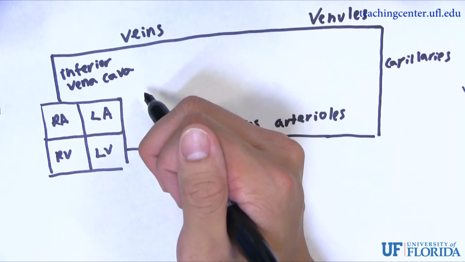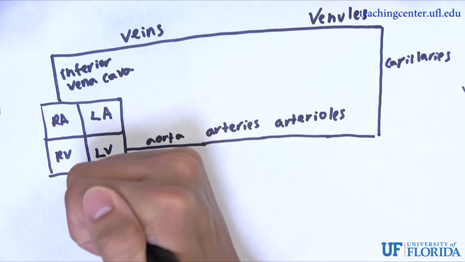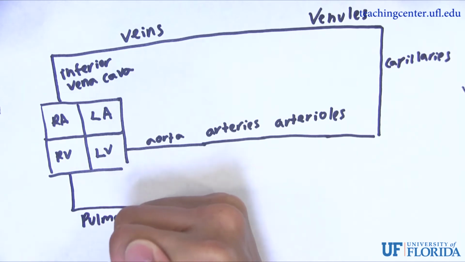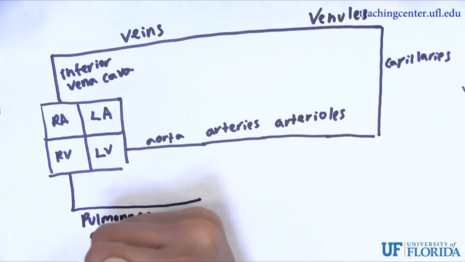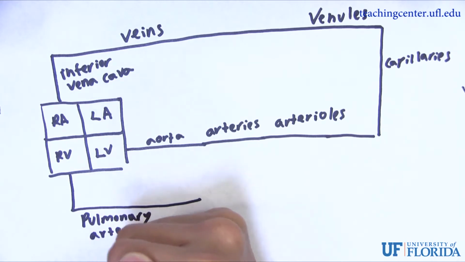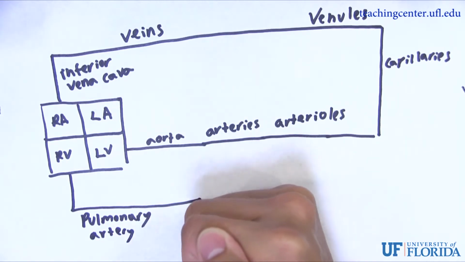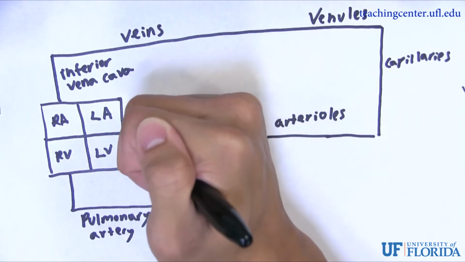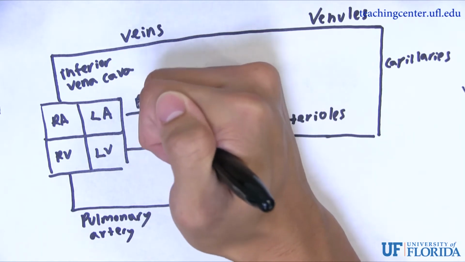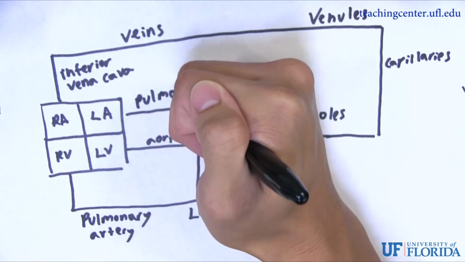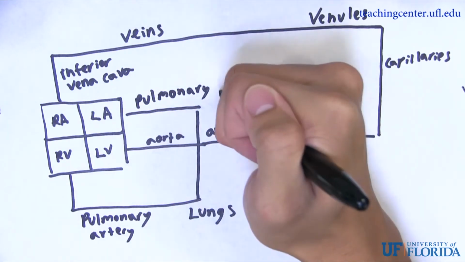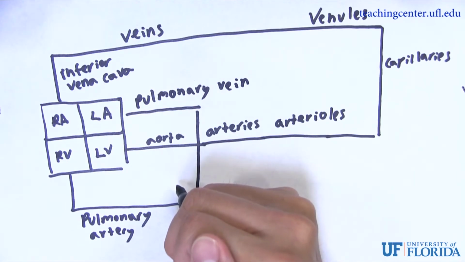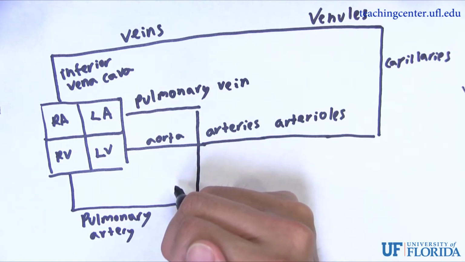While the pulmonary circulation includes your pulmonary artery, your lungs, and then finally, your pulmonary vein. Next, I will label my box with the different valves that connect the components of the circulatory system together.